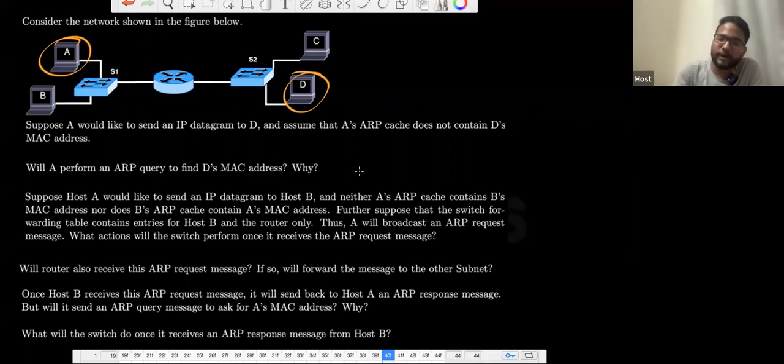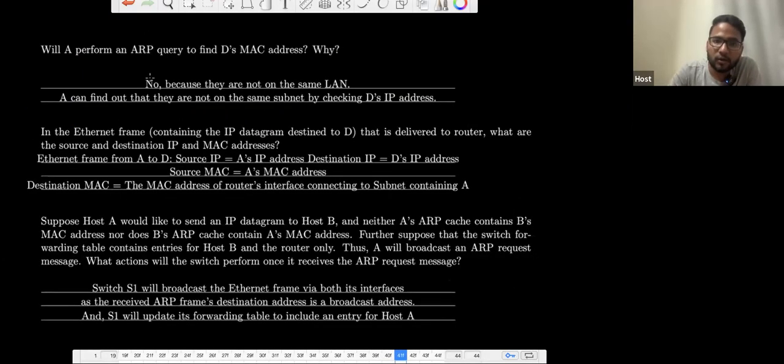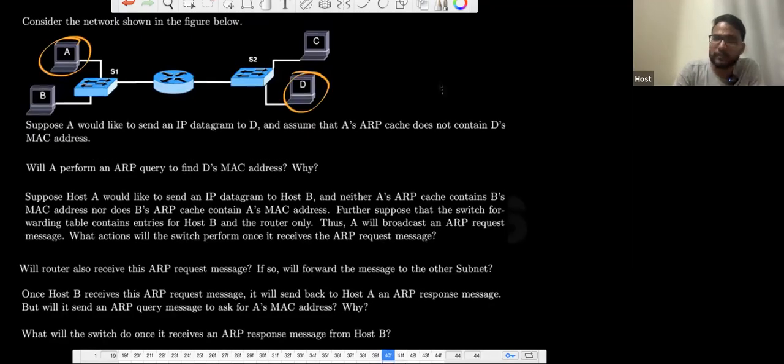Yes, it will find the router MAC address, right? So let me check. No, the answer is no, because they are not in the same LAN. A can find out that they are not in the same LAN by subnet, by checking D's IP address. So using D's IP address, it will get to know that these are not in the same network. Then it will find this router's MAC address, not D's MAC address, basically. I hope you understood.